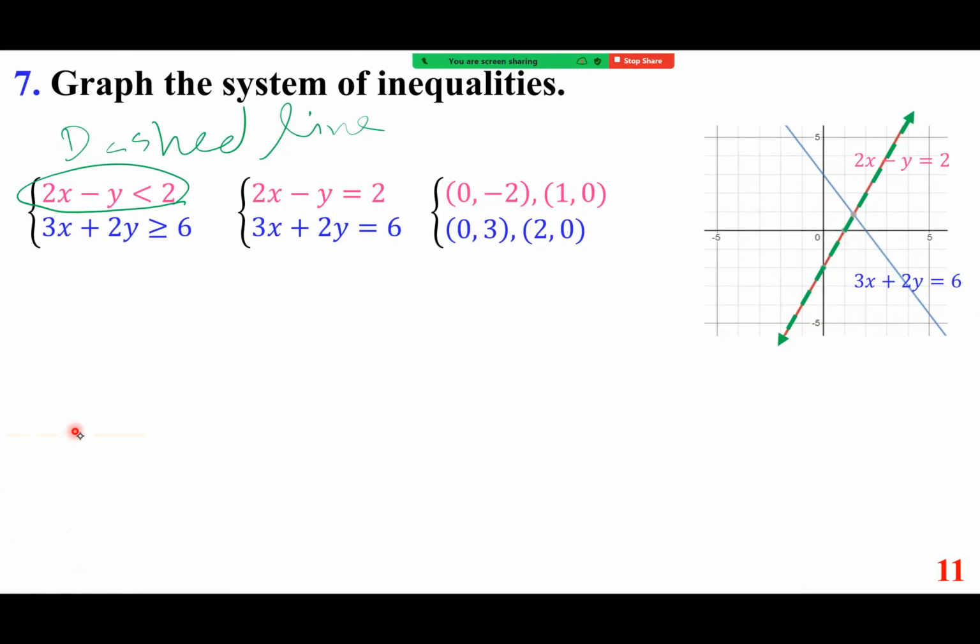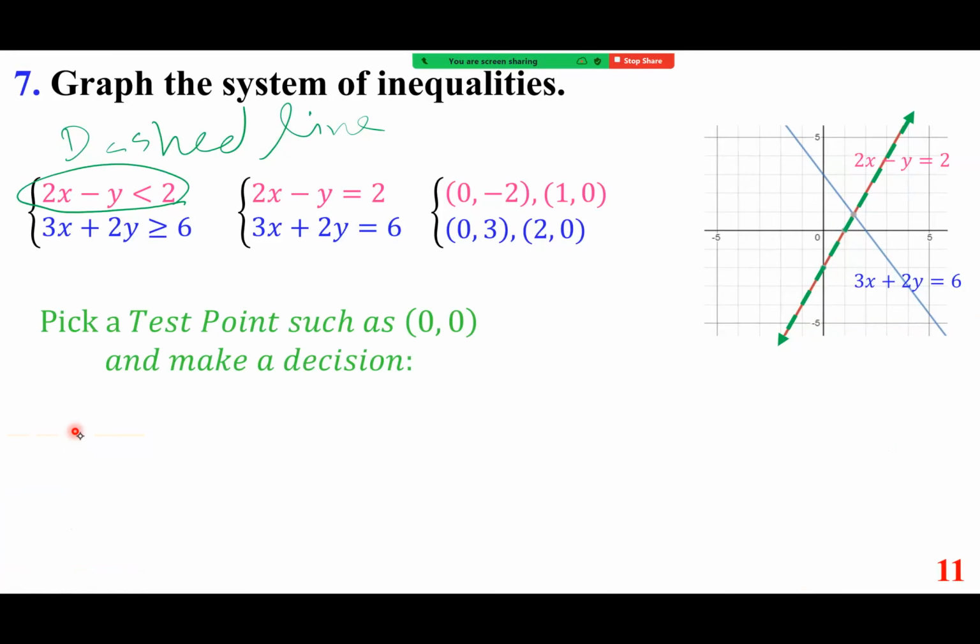Now you pick a test point. The easiest test point would be 0, 0. And so you test this for this line and you test this for this line. So you write them here. For example, if I put it here 0 and 0, 0 is less than 2, this gives me a true statement. So for the red line, remember, this is a true statement. So this side is the solution. So if I were to shade a region, it would be this side.